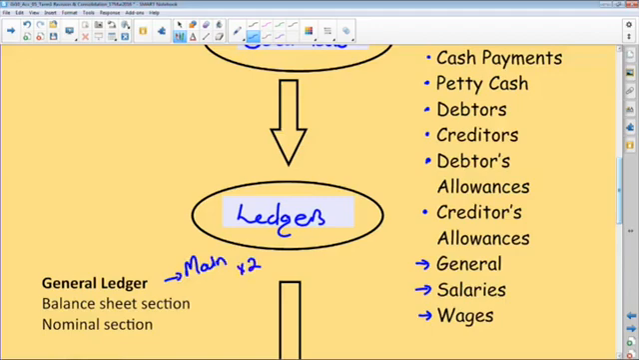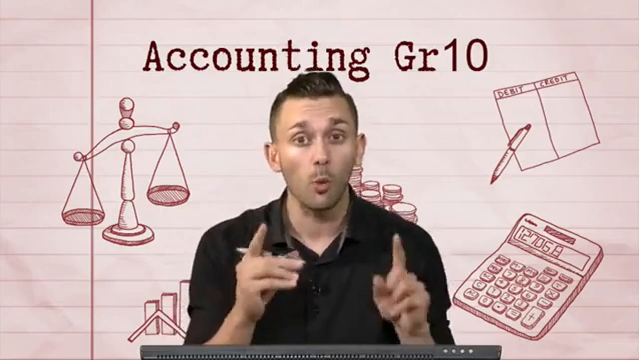And then what else? We will look at the 2 sections under the general ledger, the balance sheet section and the nominal section. And remember, on the balance sheet, we'll have your assets, your liabilities, your capital and your drawings. Nominal will always be income and expenses. And when we get to term 3, you will understand why we're breaking up the ledger into the 2 main sections. But let's look at the rest of the cycle.